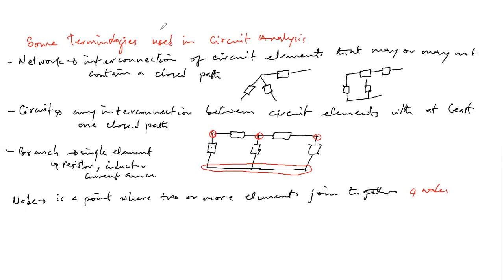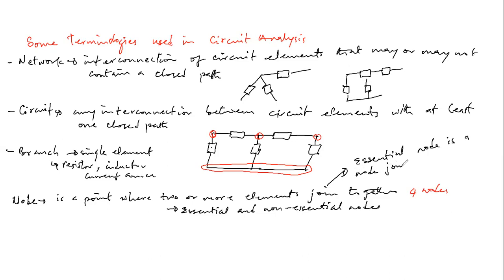Okay. And in describing nodes, talk about essential and non-essential nodes. That will become very relevant when we get to node analysis. So an essential node is a node joining three or more elements. So here, this is an essential node. We'll have three elements. So when we have three or more elements, then that is an essential node.